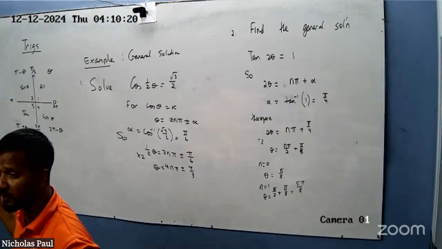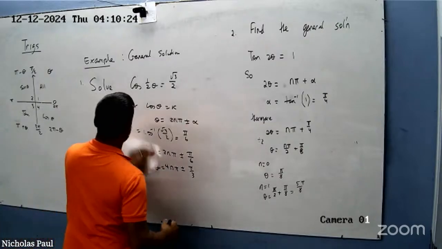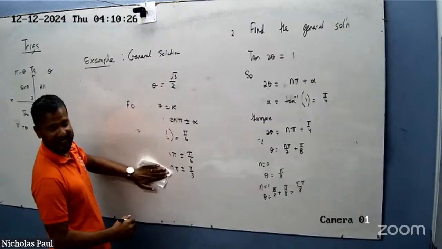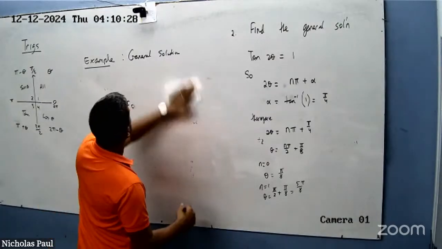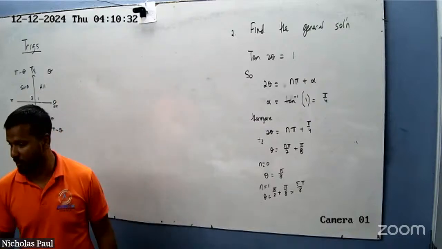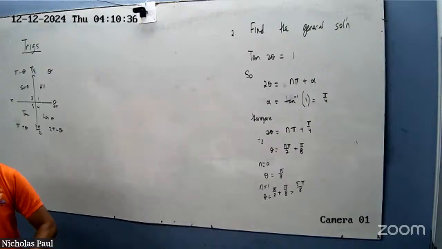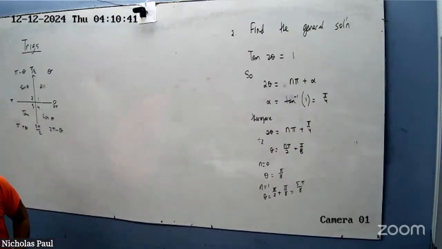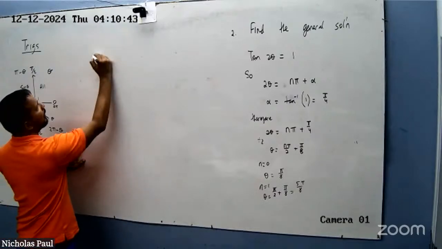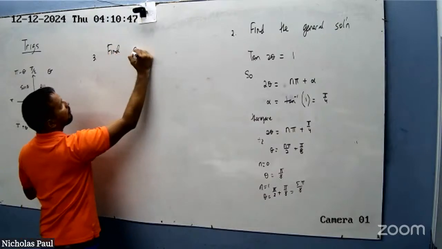Here it is. Let's take one hard one, and then we get to the identities. Find the general solution here.